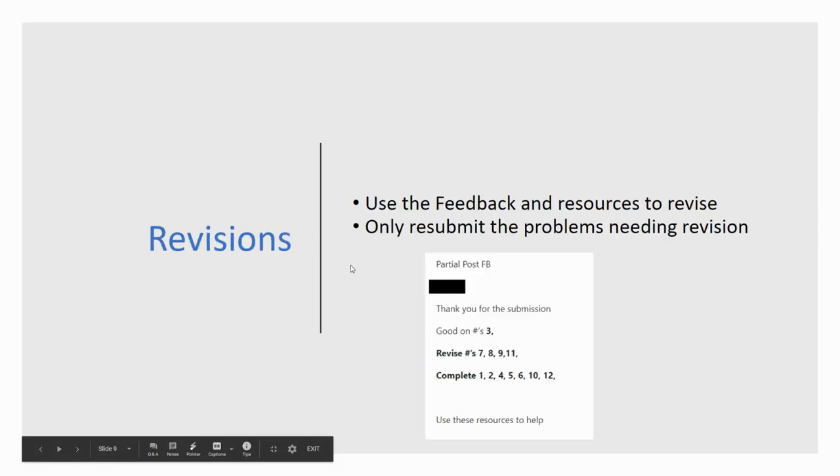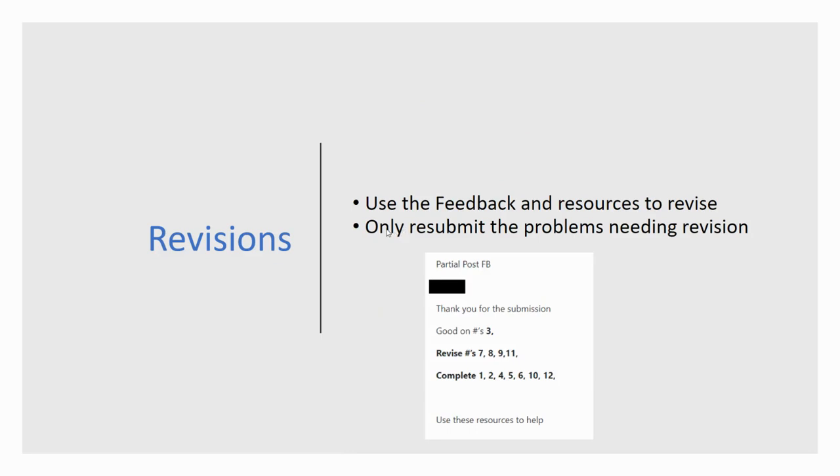So make sure you use your feedback and resources to revise and only resubmit the problems needing revision. So like right here, I sent this to someone, they got number 3 right. They need to revise these and they haven't worked on these yet. So "good" means that you got this one right. "Revise" means these need to be revised or redone, and then "complete" means you haven't done these yet or haven't finished them. So do these and then go on. Don't resubmit number 3 because you've already got it right. So in your next submission, skip number 3 and go back and do the rest.